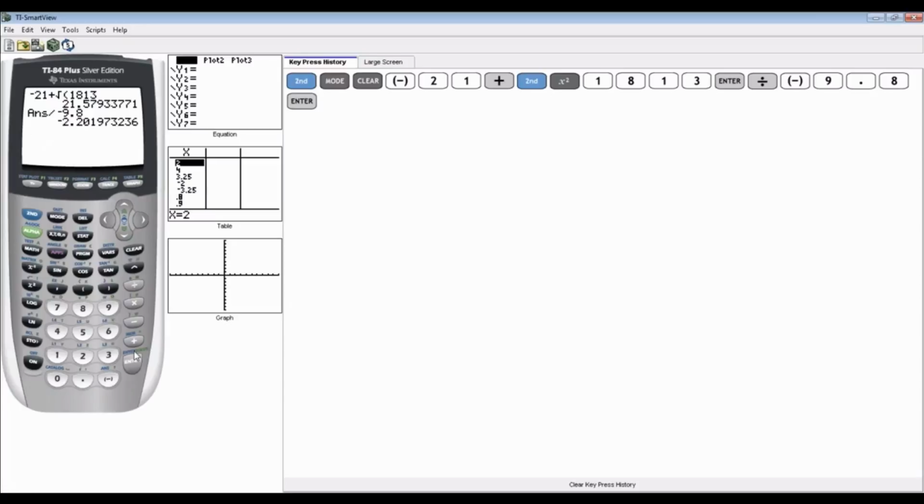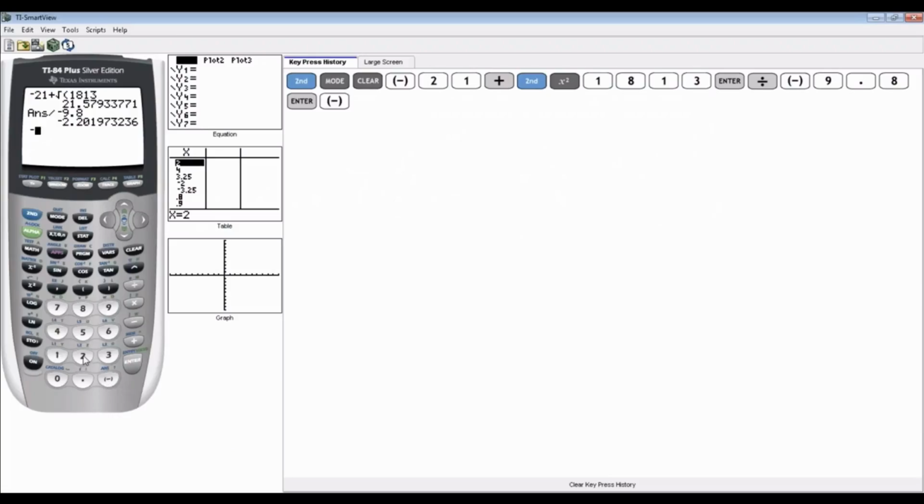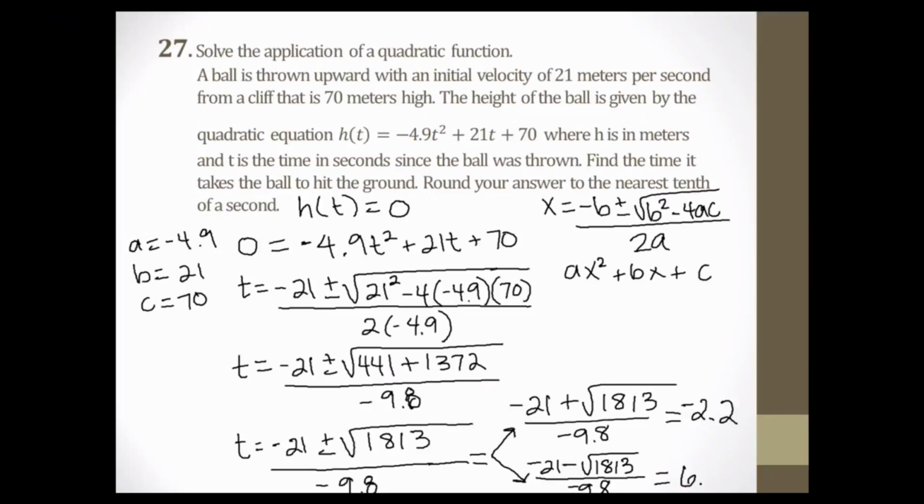So one solution, and if we round that to the nearest tenth, will be negative 2.2. So I'm going to go back and write that down. So negative 2.2. All right, and let's do the other one. So negative 21 minus the square root of 1,813 equals, that's my other numerator, and I want to divide that by negative 9.8. That's going to give me positive 6.5. So positive 6.5, and we are approximating.